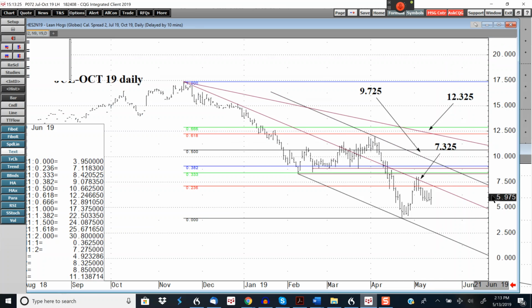July-October, here's the 2-4 things. 7.125.